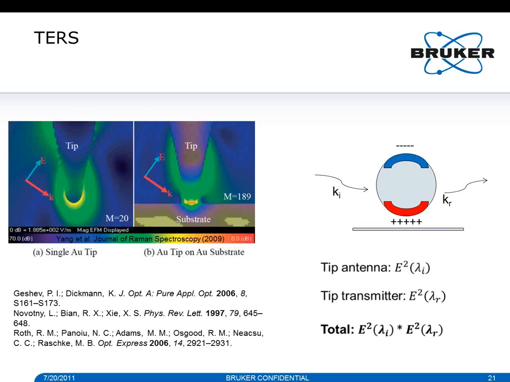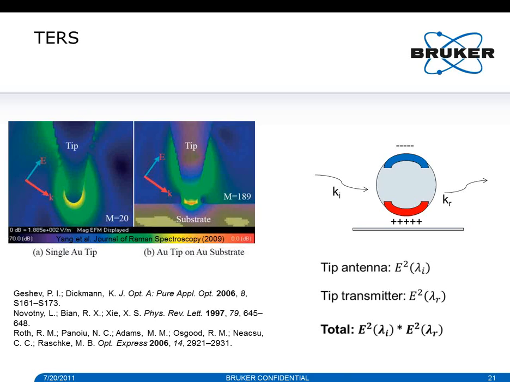the tip forms a plasmon resonance, so your tip acts as an antenna to enhance the incoming field, but it also acts as a transmitter to enhance the outgoing field. That's why, when you often see enhancements like E to the power of 4, it is because you have two enhancements going on. You have an incoming field enhancement and an outgoing field enhancement. That's where the factor E to the power of 4 comes in.